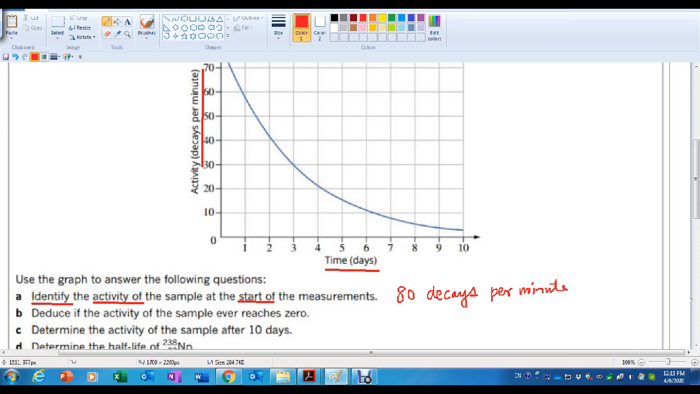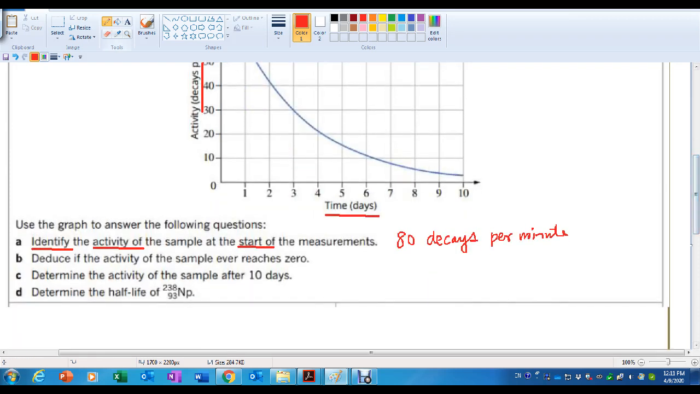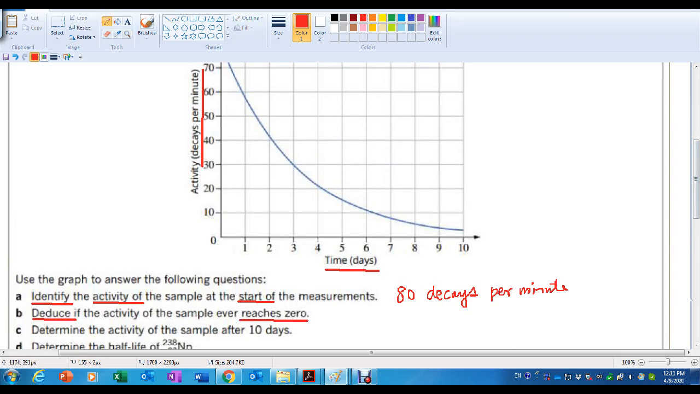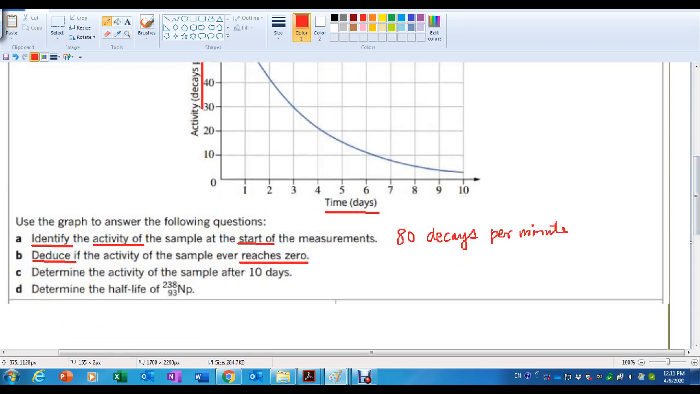Okay, deduce if the activity of the sample ever reaches 0. So you need to determine whether the activity of the sample reaches 0. Is that possible? Like what we have said, it's impossible to reach 0. Although it approaches 0 indefinitely, that doesn't mean it reaches 0, right? So no.